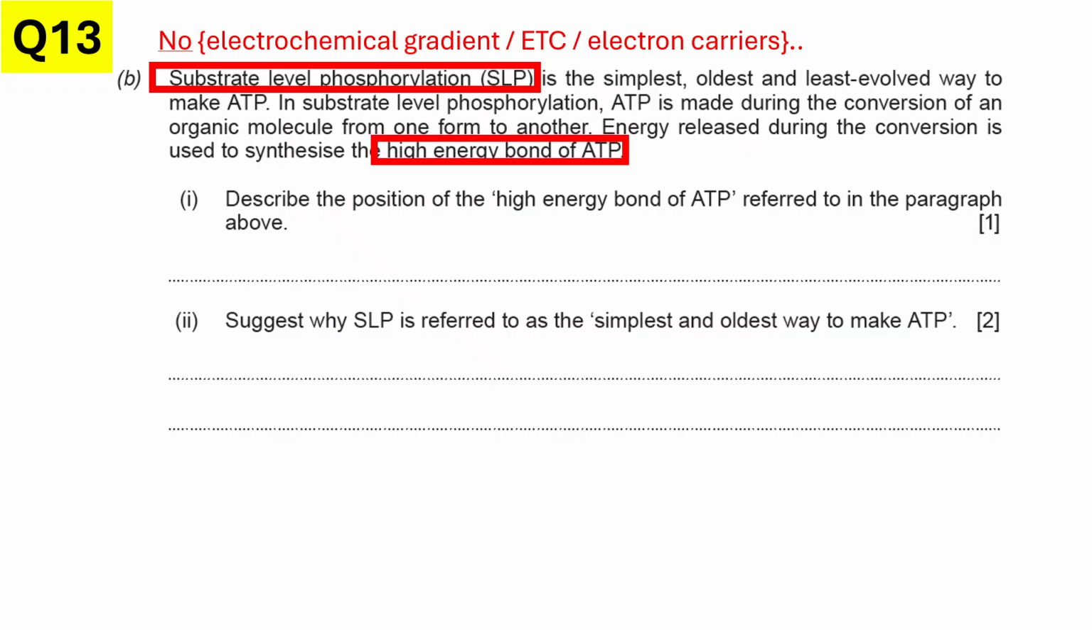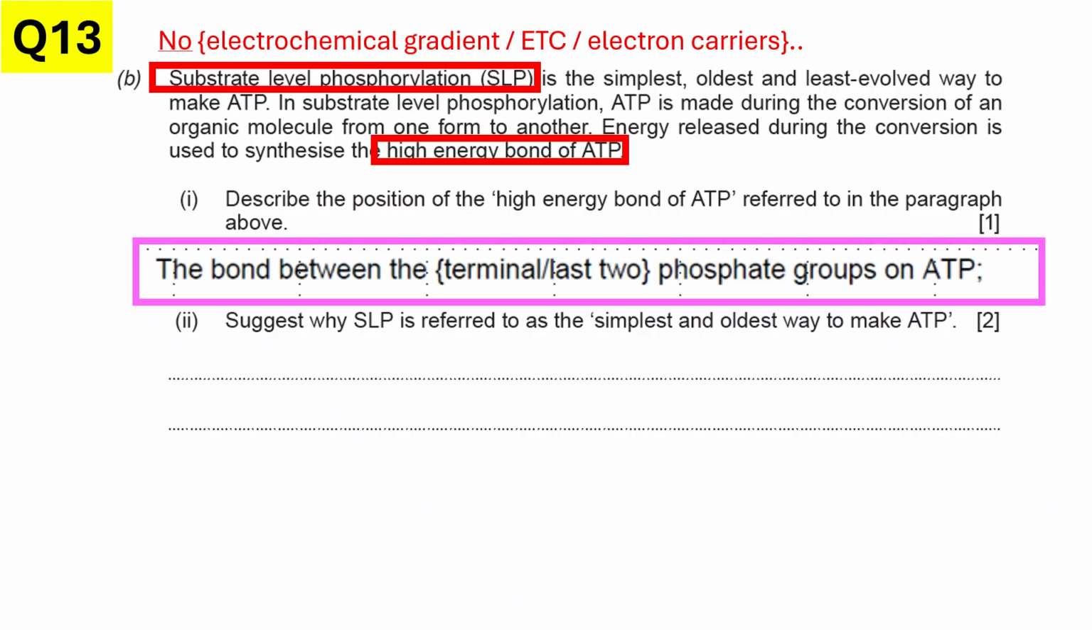So it says at the end, the energy released during the conversion of one molecule into a different molecule is used to combine ADP and Pi in order to make the high energy bond of ATP. So the first part says, describe the position of the high energy bond referred to in the paragraph. Well, the high energy bond, which is formed through condensation when ADP and Pi are combined, is between the last phosphate group and the second to last phosphate group. Bear in mind, we know adenosine triphosphate has 3 phosphate groups. So the bond between the terminal or the last 2 phosphate groups of ATP.